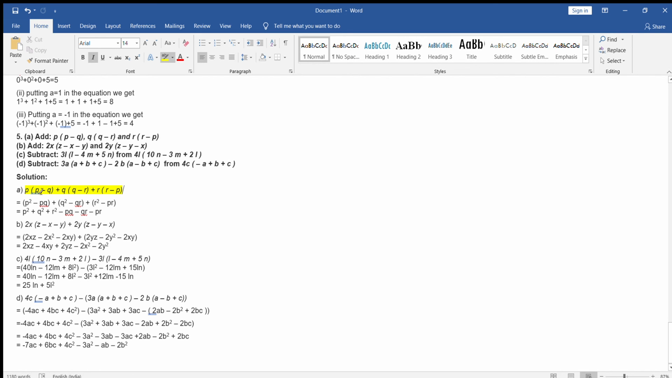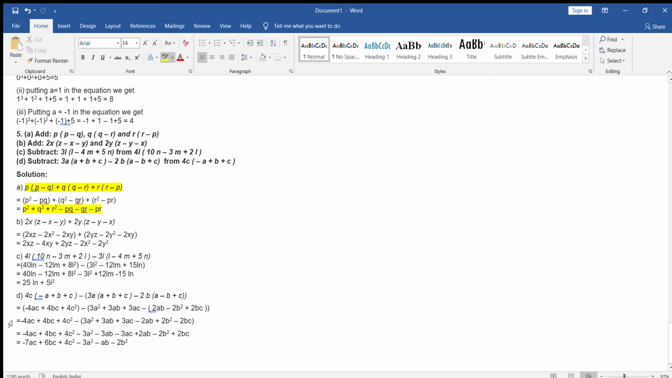Just see, p will multiply by p, p square. P is multiplied by q, minus pq. Same, q is multiplied by q, q square. Q is multiplied by r, minus qr. Okay, when we find all the statement, then we find out whether there are like terms or not, and then we add or subtract them.